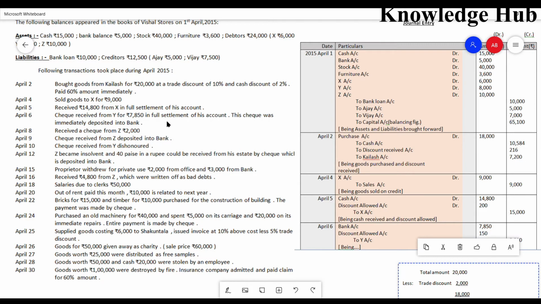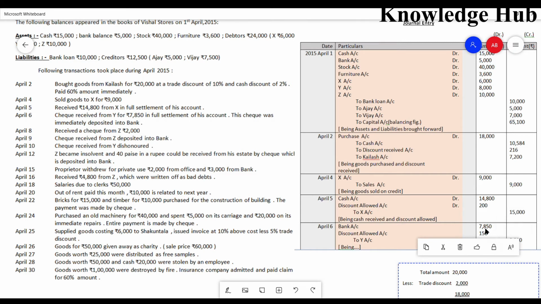Since the words full settlement are again mentioned, we need to check what the balance of Y's account was showing. In the first transaction, Y was standing at a debit balance of rupees 8,000 and there were no further transactions with him. So, in order to settle his account, since it was showing a debit balance, we need to credit him. So, here I have credited Y's account for an amount of rupees 8,000.